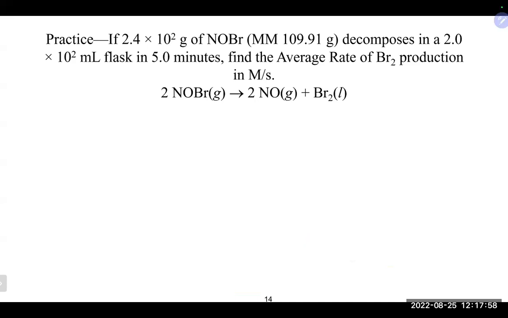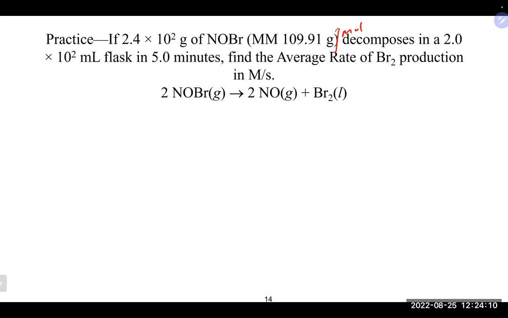So why don't we try another one here. If 2.4 times 10 to the 2 grams of NOBr, that is the molar mass there, that is grams per mole from the periodic table, I'll throw the moles in there for free, decomposes in a 2 times 10 to the 2 milliliter flask in 5 minutes, calculate the average rate of Br2 production in molarity per second. So see what you come up with here.